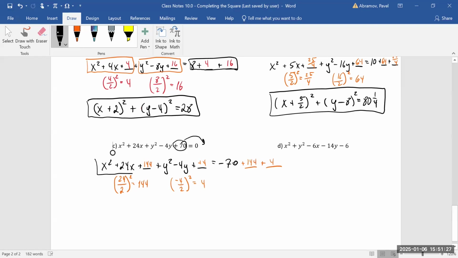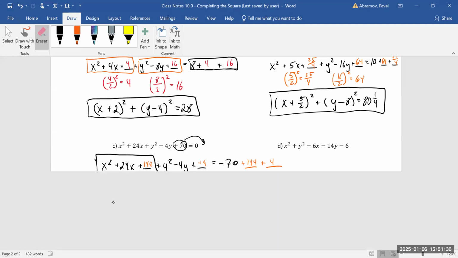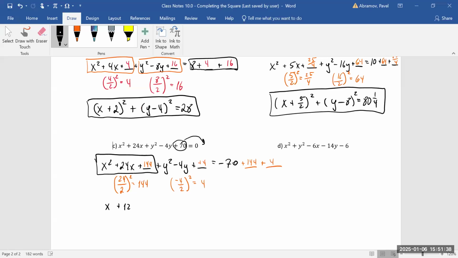So then the left side, we can condense this one: x squared plus 12. Oops, this x should not be squared. x plus 12, the whole thing squared, plus y minus 2 squared. And on the right side, we just add everything together. So negative 70 plus 144 is 74, plus 4 is 78. And that is your condensed form.